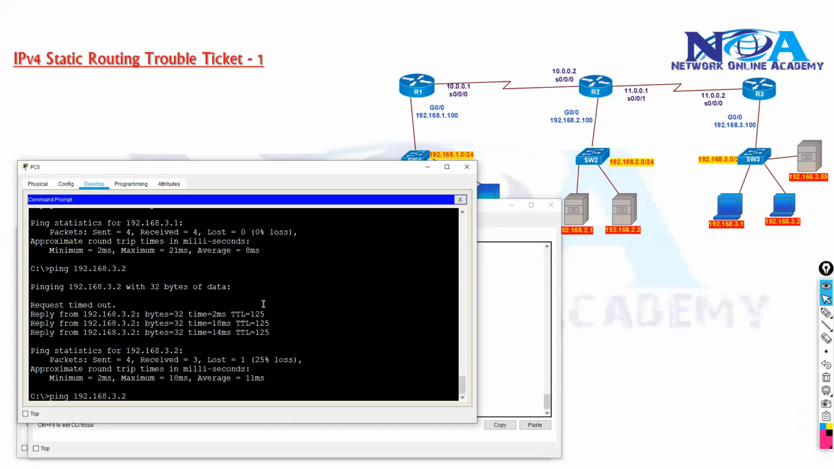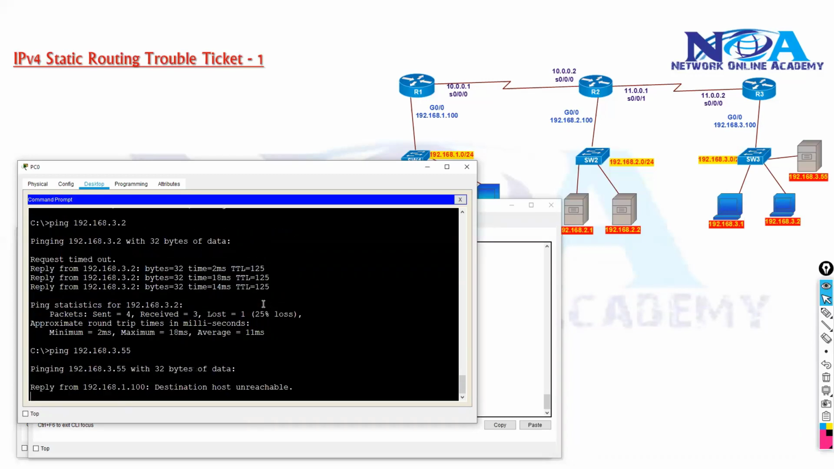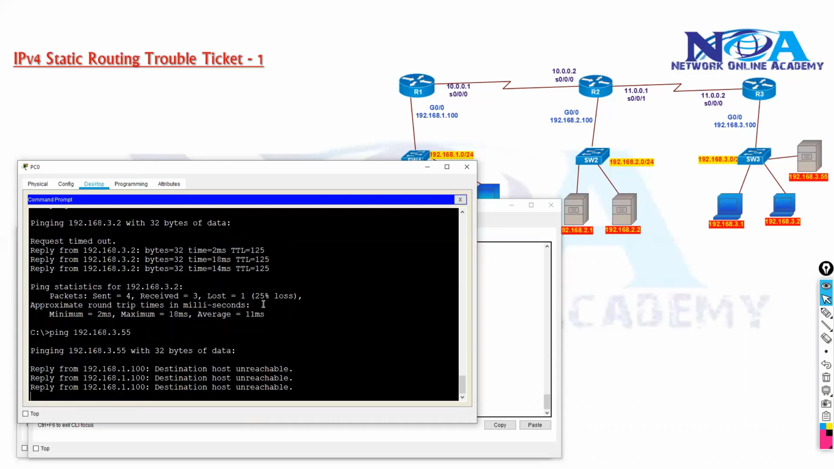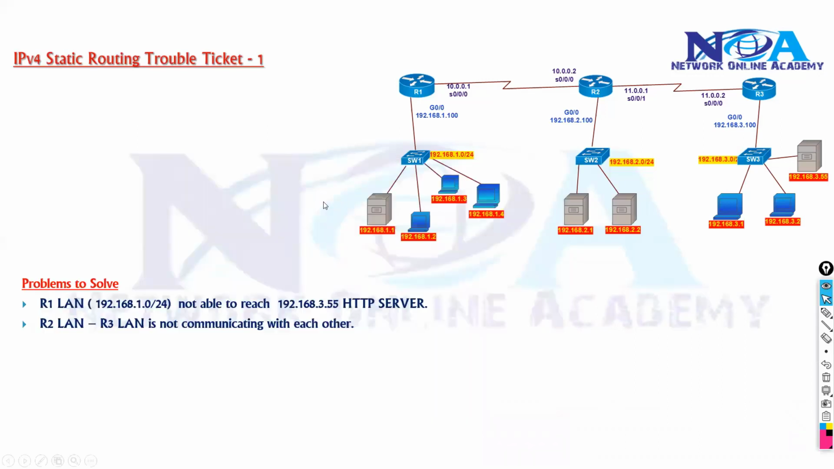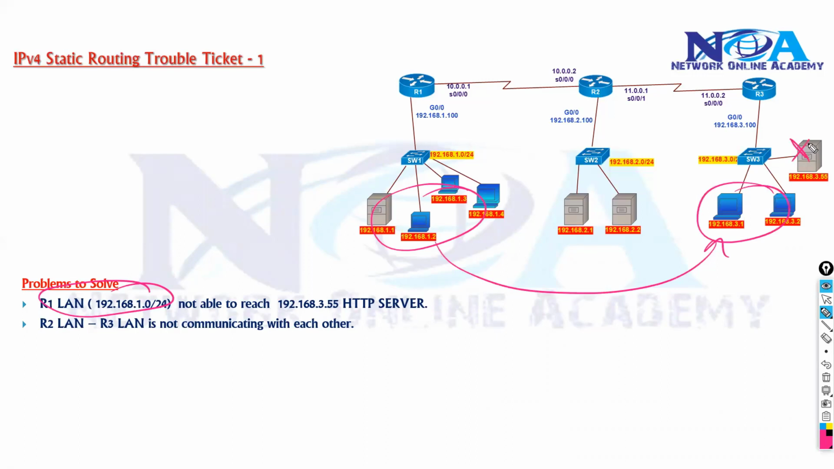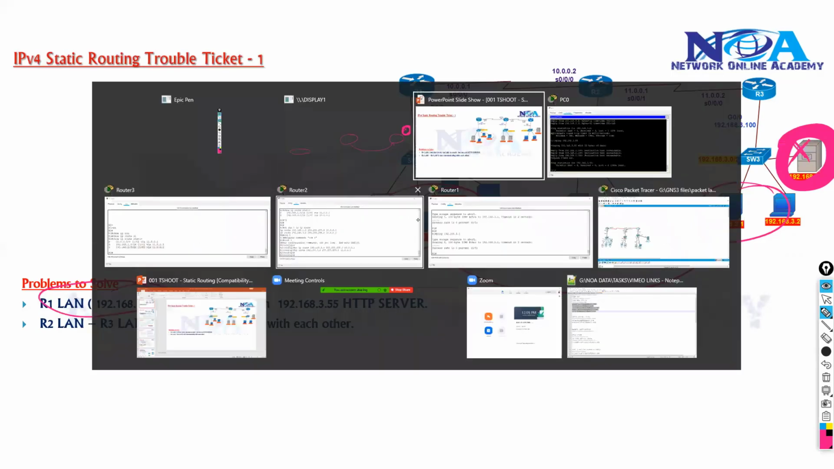And there is one more issue: I should be able to reach 55 as well. So in our scenario, we fixed most of the things. If you look, the router 1 LAN is able to reach this LAN except this one, right? So why? What is the reason here? The reason is simple, because of the wrong mask.